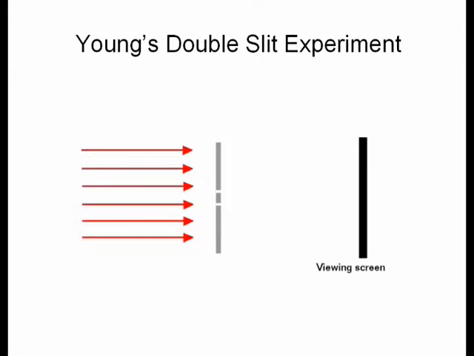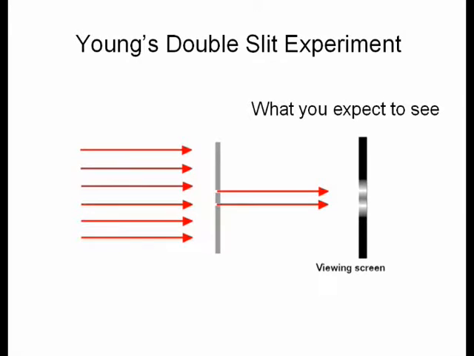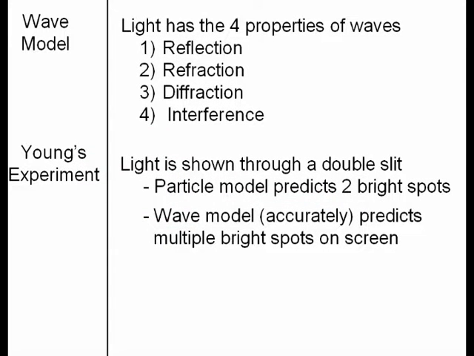If we apply the particle model to Young's double slit experiment, we have our light rays coming in, and we would expect two light rays to be coming through the slits, and you would see two bright spots on the screen. Instead, we see a series of bright spots, which means we're going to use the wave model of light to explain what's going on. Pause and copy.